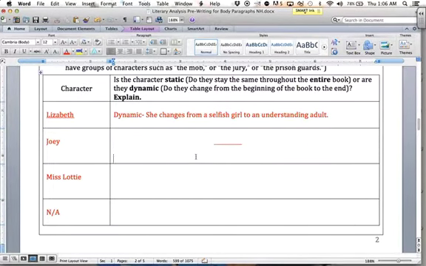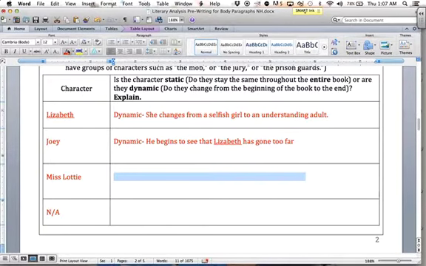All right. For Joey, Joey is dynamic as well because he begins to see that Lisbeth has gone too far. Miss Lottie, on the other hand, is static. She simply cares for her flowers for the entire story. And for NA, no surprise here, NA. All right? Remember, dynamic, the character changes. Static, the character does not change.